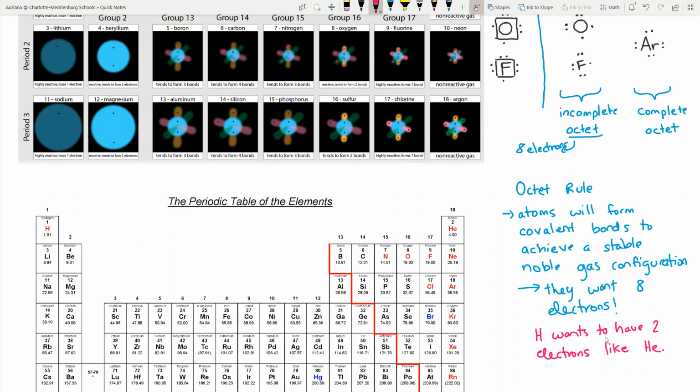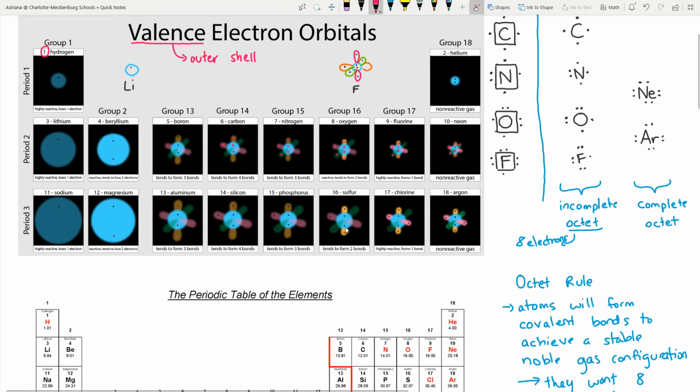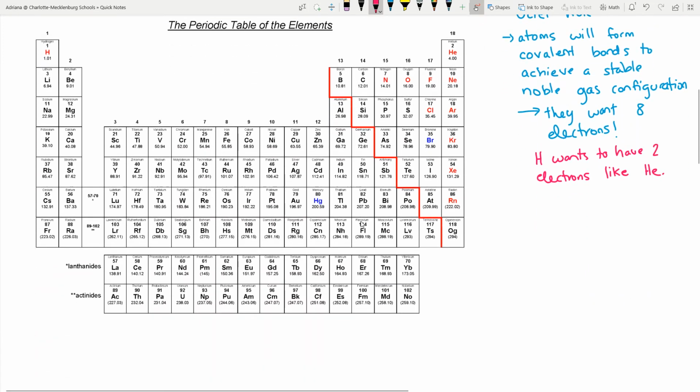So I want to show you something really quickly because, as we've spoken about before, we won't always have this drawing or this chart, I should say, to show us our valence electrons and our orbitals and everything. But luckily, the periodic table gives us a really, really easy way to know how many valence electrons each element has. It's literally in the numbers. And so if you are in group 1, let me just sort of highlight, if you are in group 1, then you have 1 valence electron.